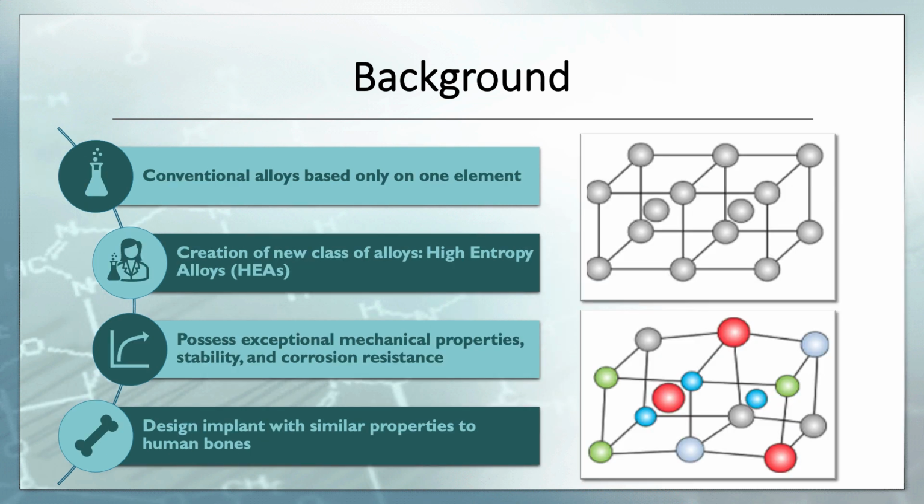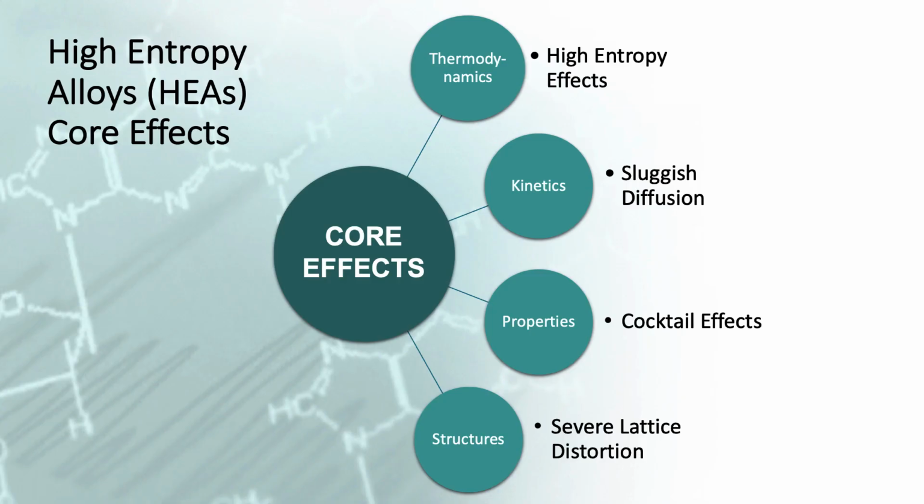And due to the selectiveness of biomaterials, there are a limited amount of materials that can be used for biomedical applications. This led to the creation of HEAs, which are composed of 5 or more elements and possess superior properties compared to conventional alloys. In the pictures to the right, we can see what happens when multiple elements are used. We have an irregular shape. This is explained by the core effects. There are 4 core effects governing the thermodynamics, kinetics, properties, and structures of the HEAs.